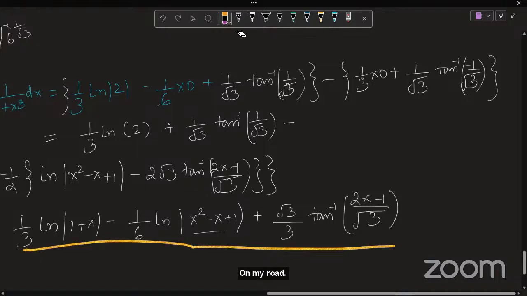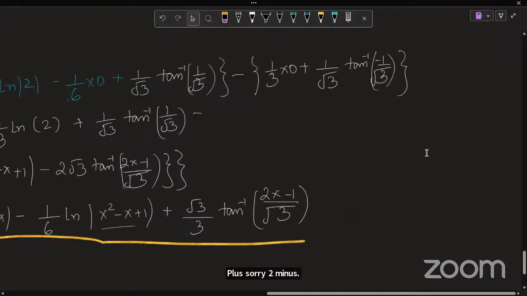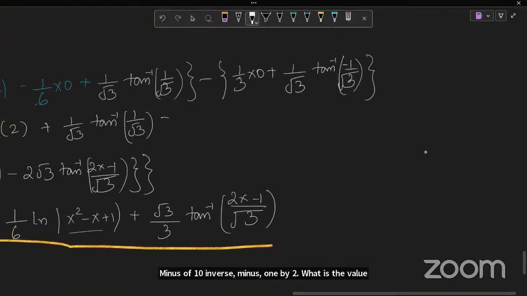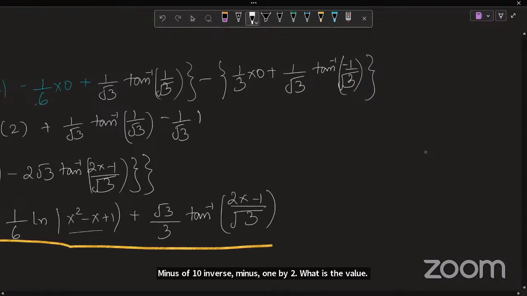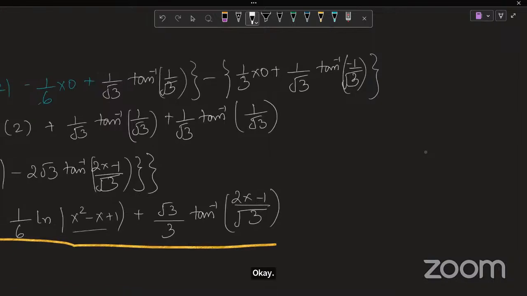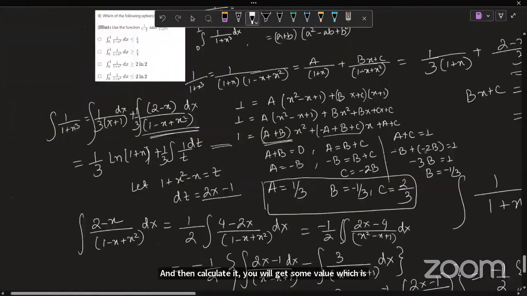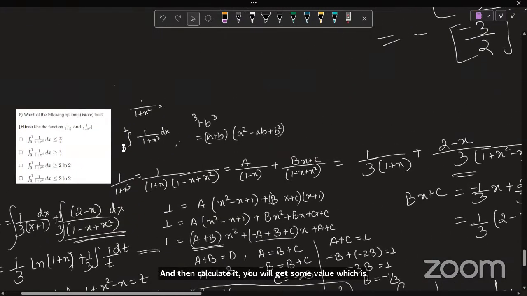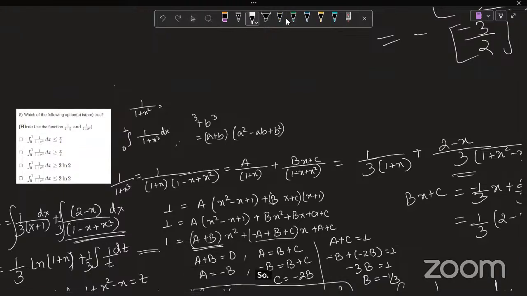Minus of tan inverse of minus 1 by root 3. What is the value? Tan inverse 1 by root 3. So a minus will come outside, it will become a plus. Okay, and then calculate it, you will get some value which is greater than. So let me see the options. So you know that this value will be greater, right? So it will be greater than pi by 2.